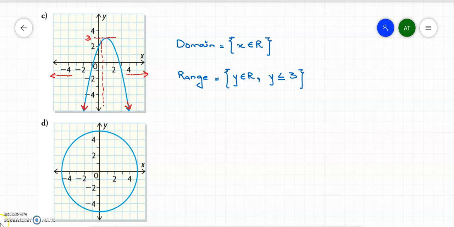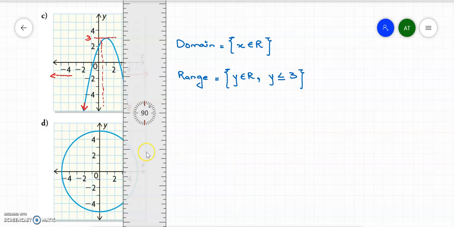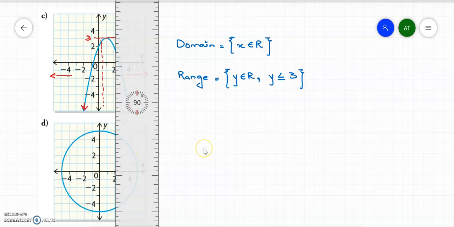Now let's see whether the given relation is a function or not. We know that when we are given a graph, we can check whether the relation is a function by using the vertical line test. So let's draw a vertical line and see whether the graph satisfies the vertical line test or not.